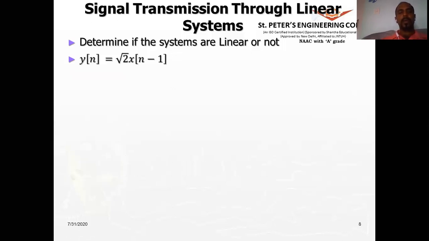Let us look at one more problem. y of n is equal to root 2 into x of n minus 1. So as we can see here, what is the system doing? What is the T operator doing? It is taking x of n, delaying it by an amount n minus 1 and multiplying that result by root 2. That is what the T operator is doing.